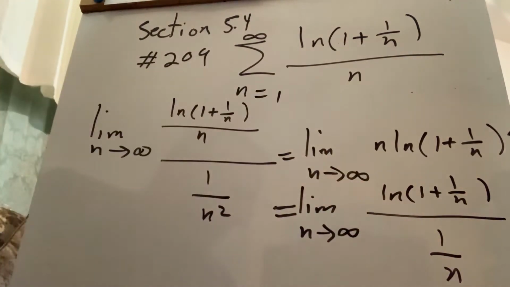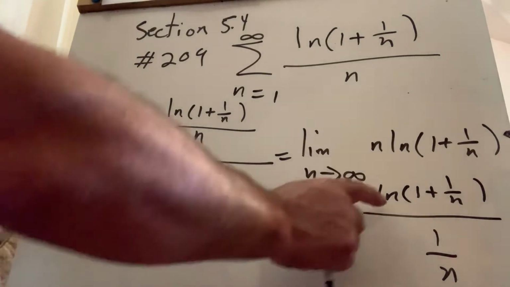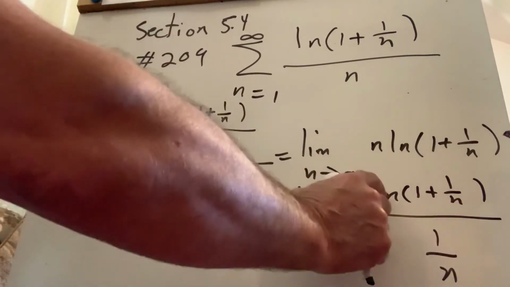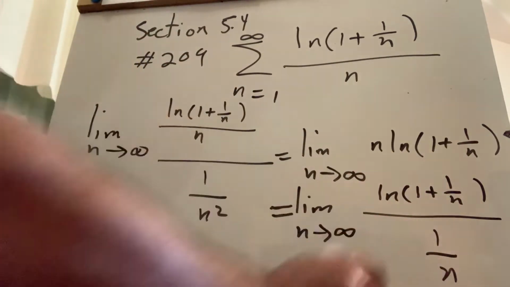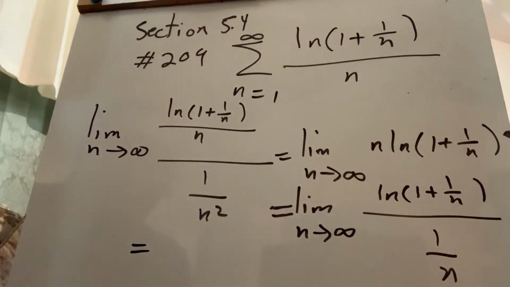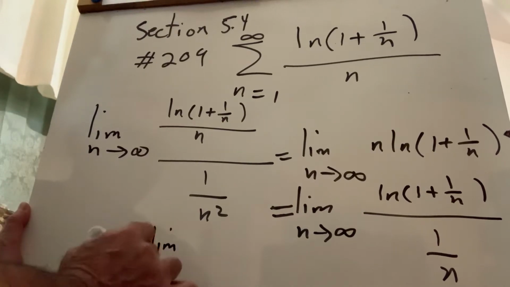So it gives you the same quantity, it's just that now we can apply L'Hopital, because as n goes to infinity, natural log of 1 becomes 0, and also 1 over infinity becomes 0. So you get 0 over 0. So now we can apply L'Hopital. I'm going to do one more step here. So this is the same thing as the limit as n goes to infinity.